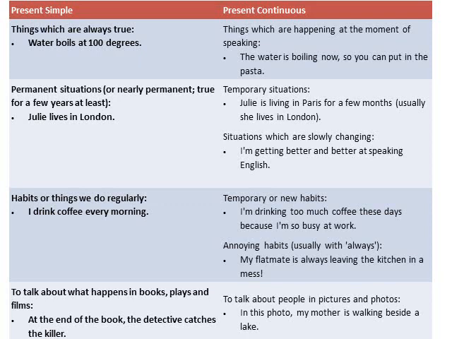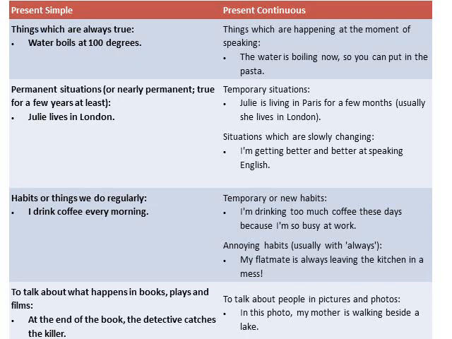Permanent situations are nearly permanent, true for a few years at least. With the present simple, we have to say Julia lives in London. While with the present continuous, we have the temporary situations, as in Julia is living in Paris for a few months. Usually she lives in London. Situations which are slowly changing. I'm getting better and better at speaking English.